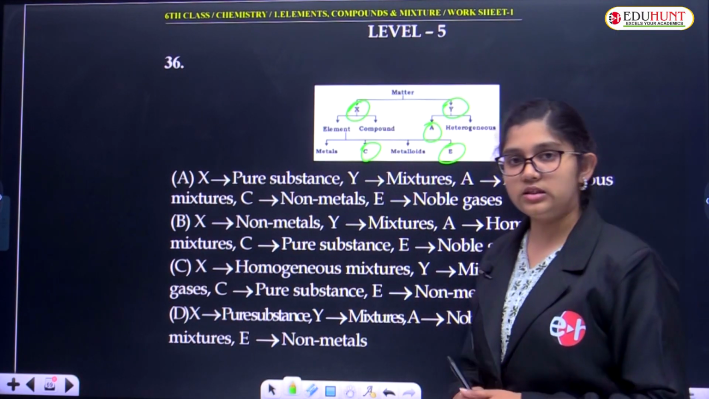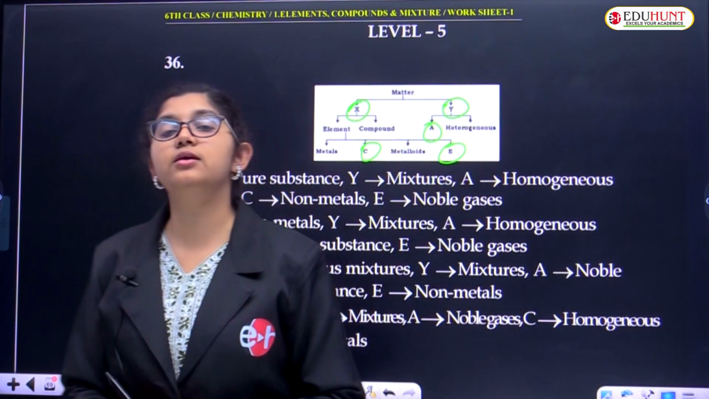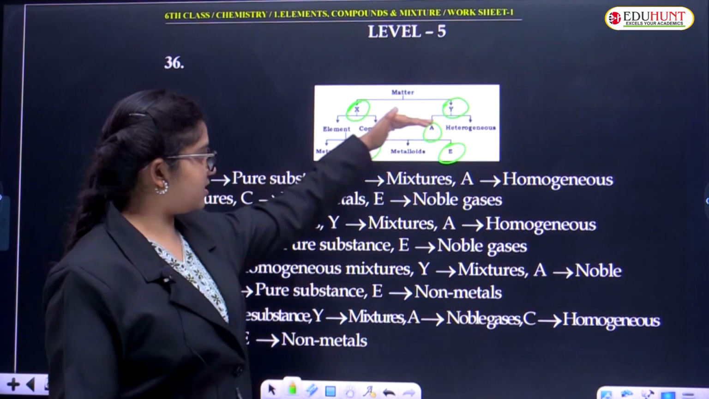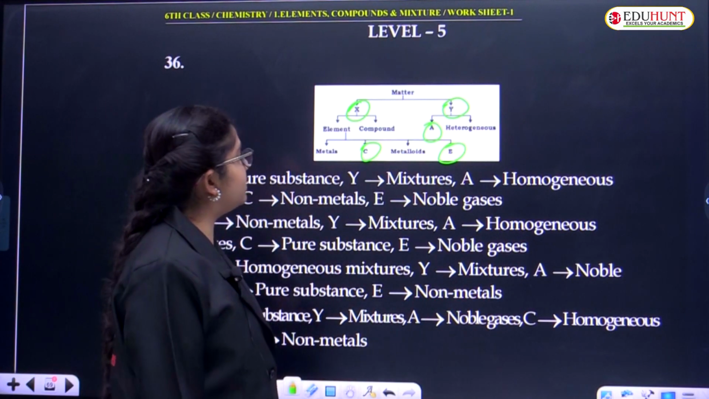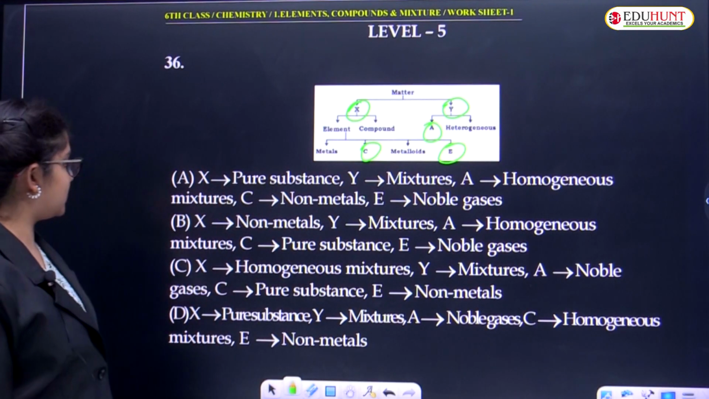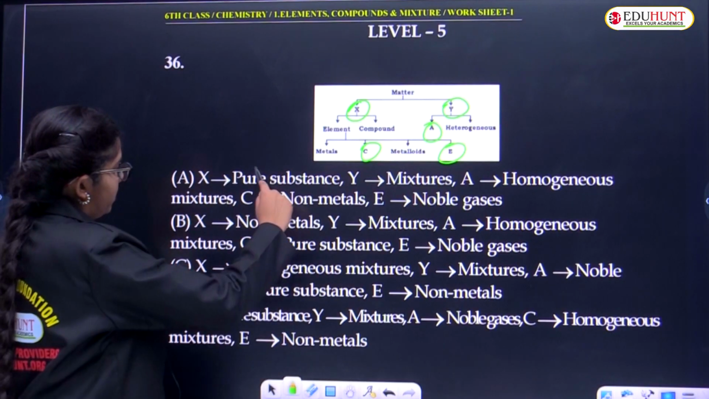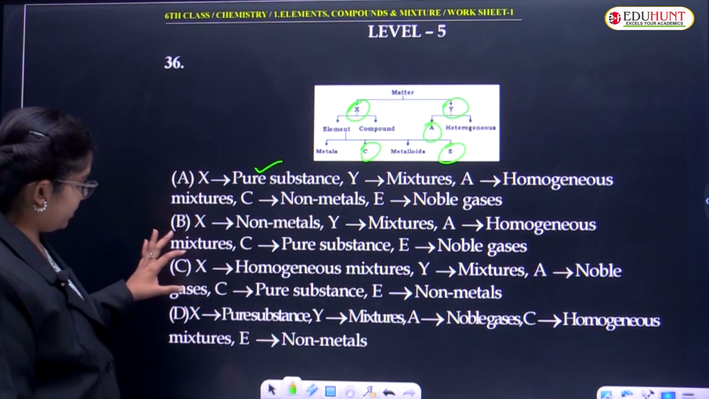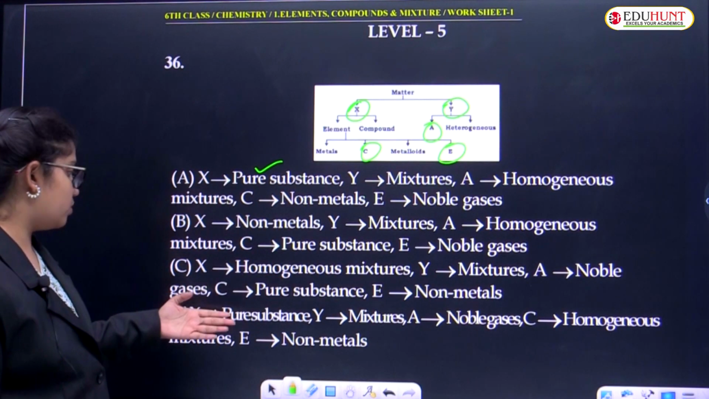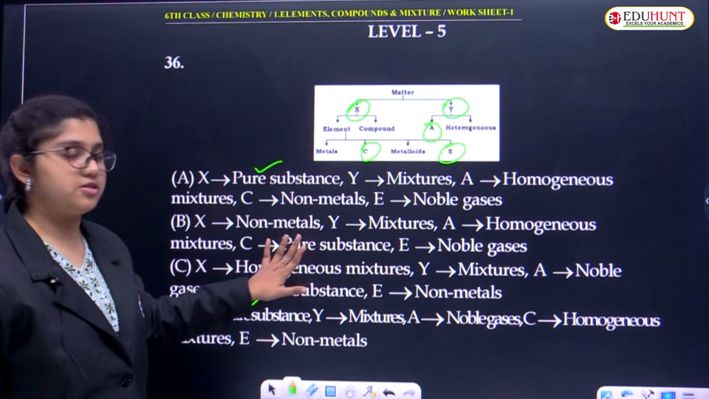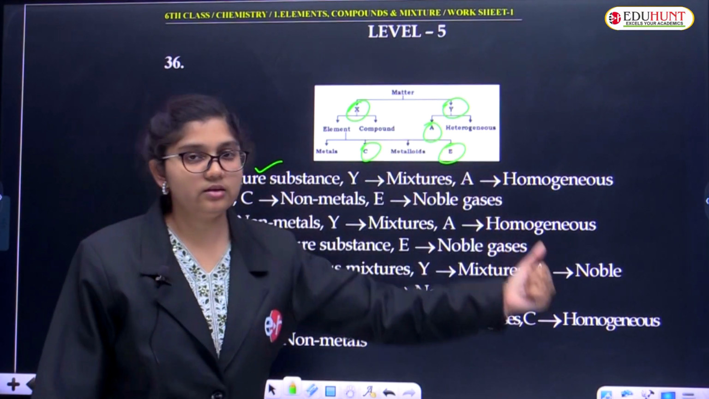We know matter is classified based upon chemical compositions into two categories. What are those two? Pure substances and mixtures. So X should definitely be a pure substance. Where is that X? Pure substance, okay. Non-metals, not okay. Homogeneous mixtures, not okay. Pure substance, okay. Fine. So we know X is a pure substance. Clear. So Y will be a mixture.